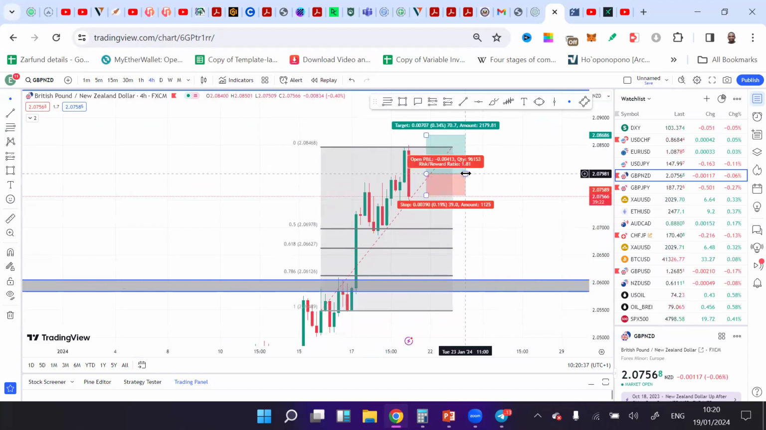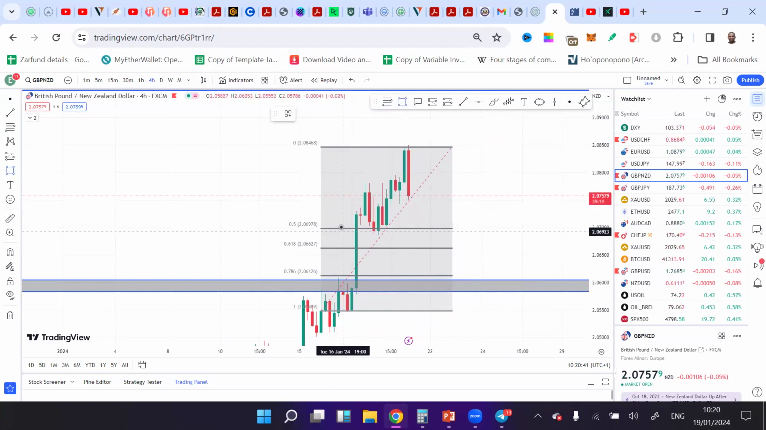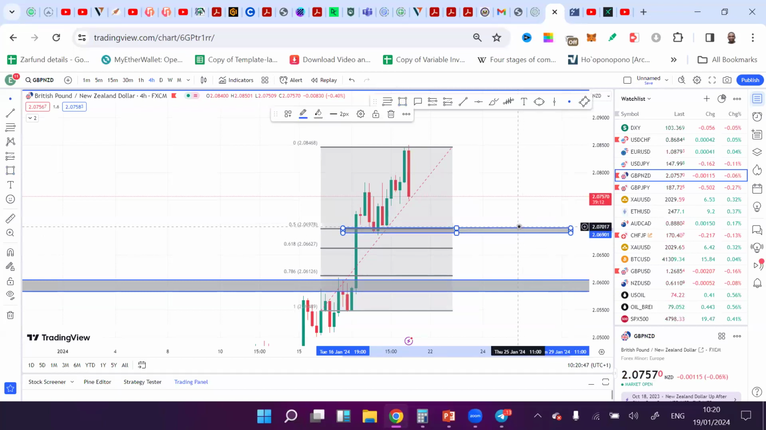So for me, I'll be looking at this area here. This is the area I'll be targeting for another buy. This is a support level here, and this support level is where I'll be expecting to see price get to before I buy again.